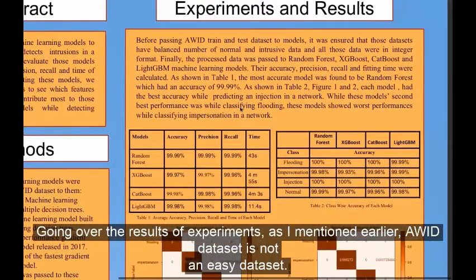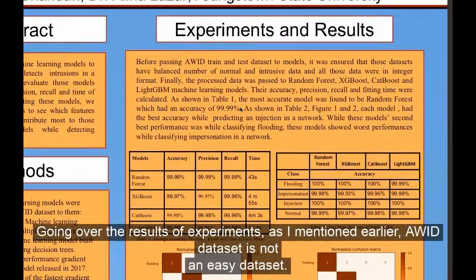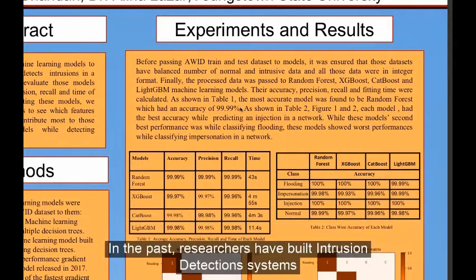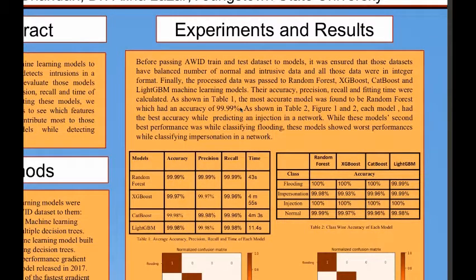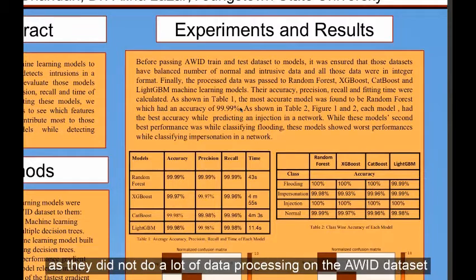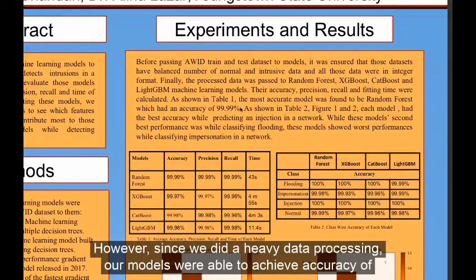Going over the results of my experiments, as I mentioned earlier, AWID dataset is not an easy dataset. In the past, researchers have built intrusion detection systems with accuracy of only around 94%, as they did not do a lot of data processing on the AWID dataset. However, since we did heavy data processing, our models were able to achieve accuracy of around 100%.